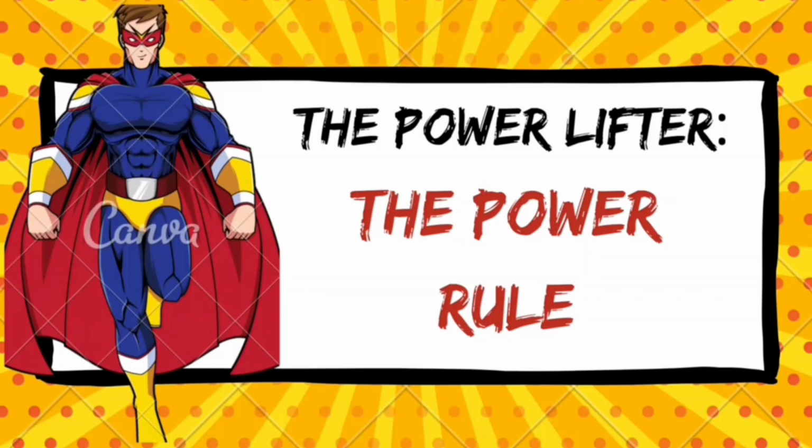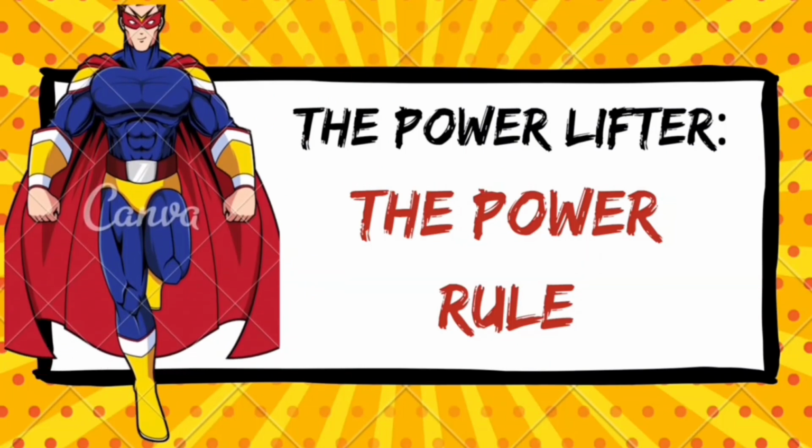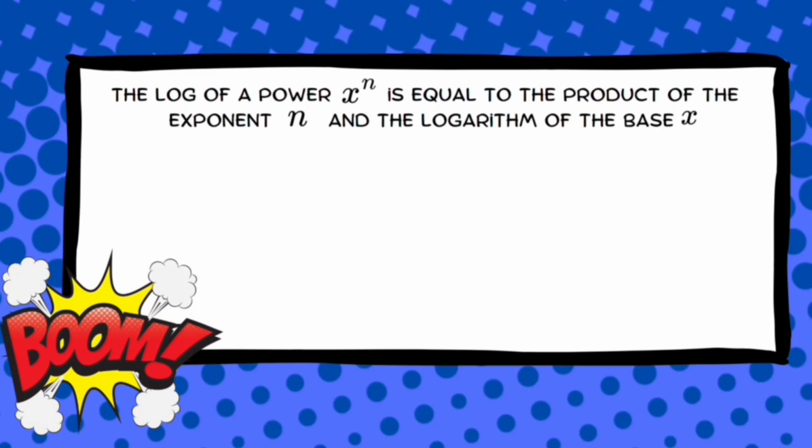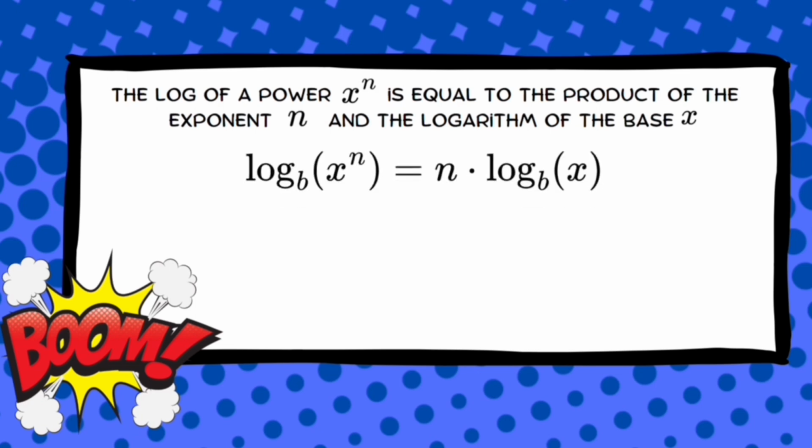Lastly, meet the power lifter, the power rule. The power rule states that the log of a power x raised to n is equal to the product of the exponent n and the logarithm of the base x. Introducing the power rule formula. Log of x raised to n with base b is equal to n times log of x with base b.